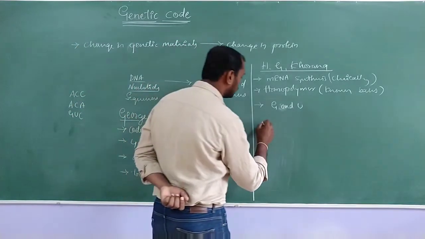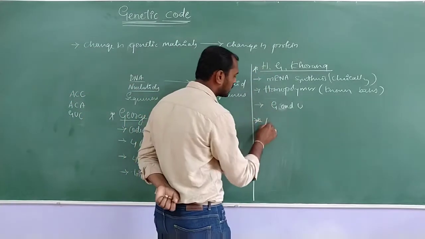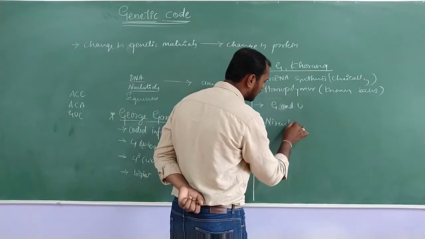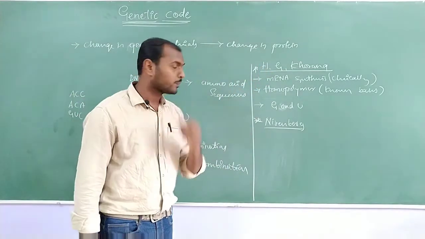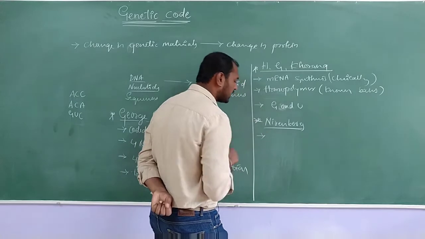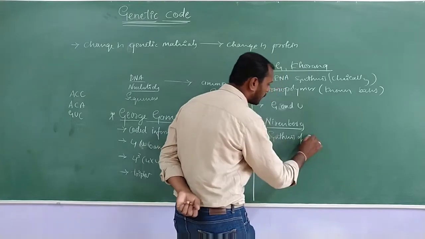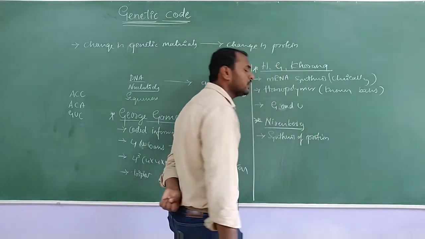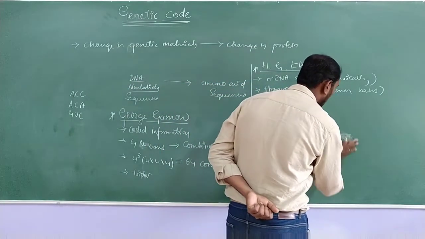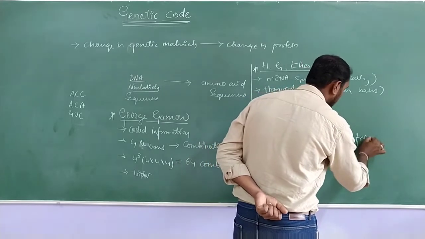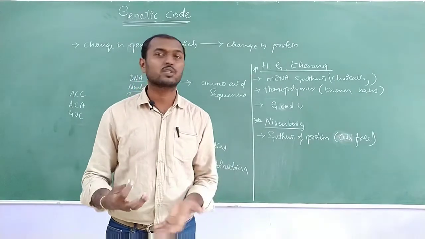And the third one, we have to remember one more scientist, that is Nirenberg, who also worked with H.G. Khorana. This scientist was able to carry out the synthesis of protein. Okay, what he did, he synthesized the protein without a cell, also called cell free. He synthesized the protein cell free and looked at it. He said that it is possible.